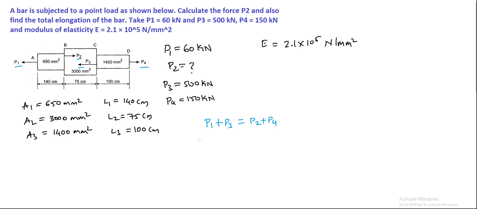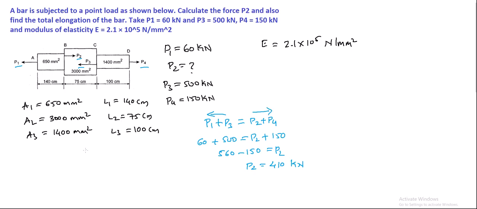So P1 is 60 kilonewton plus P3 is 500, P2 is unknown, plus P4 is 150. So it is 560 minus 150, which is equal to P2. So P2 can be written as 410 kilonewton, right? In this way we can get the value of the unknown. How have we calculated? We have taken these forces in this direction and these forces in this direction.